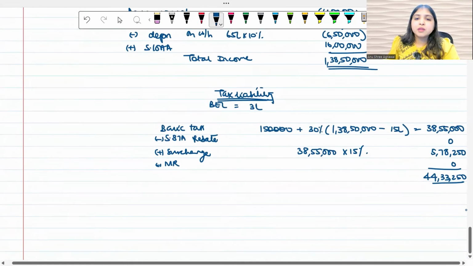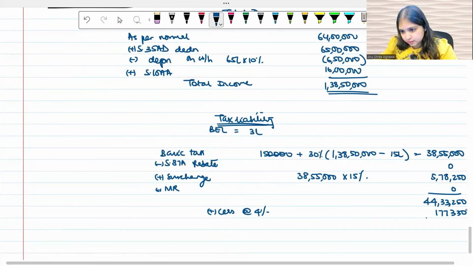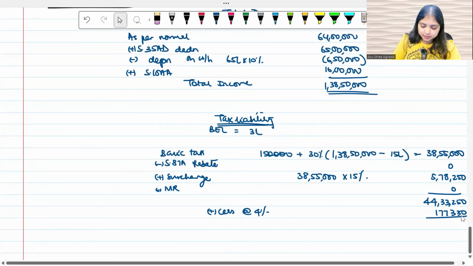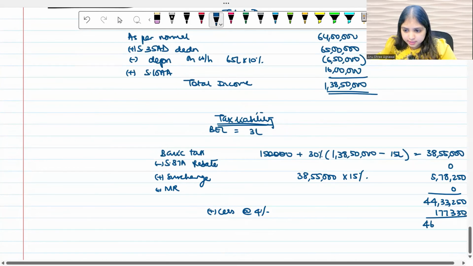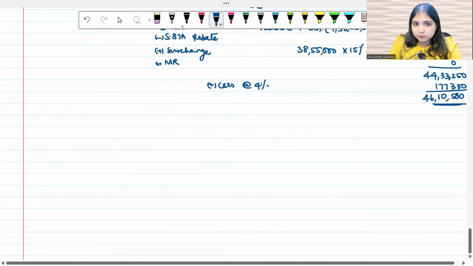44,33,250. Okay. Now, we have to add cess, but we'll add cess at the rate of 4%, which will be 1,77,330. So the total tax liability of the assessee will be 46,10,580, already in multiples of 10. No need to do any rounding off. Okay. So with this, we've done all the tax computations under both 115 BAC also as per normal provisions also.